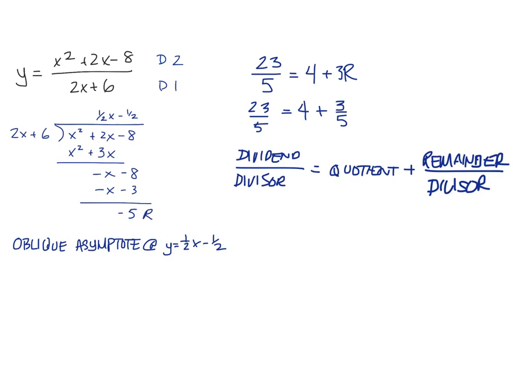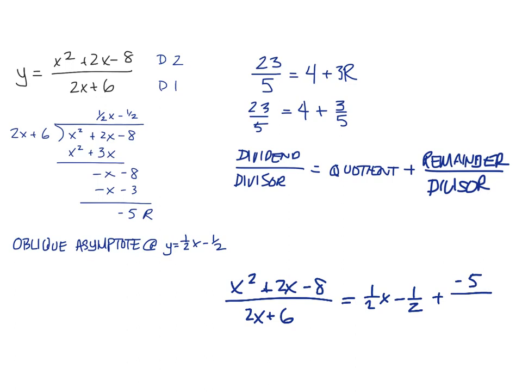So I'm going to ask you this. Can we rewrite this equation up here in this same form? And the answer is, of course we can, right? So basically our statement becomes, if I want to write it in that way, x squared plus 2x minus 8 over 2x plus 6. That's going to equal the quotient. And the quotient we calculate is 1/2 x minus 1/2. Plus the remainder over the divisor. And the remainder was -5. And our divisor was 2x plus 6.